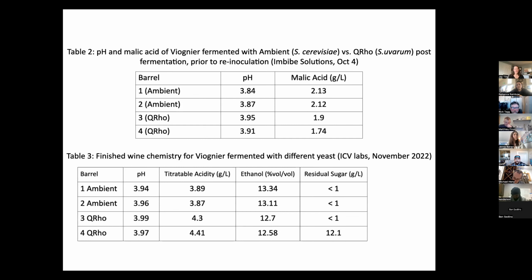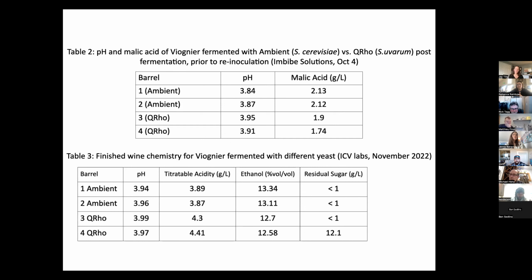fermentation. In this case, that ambient that was restarted did finish all the way. The uvarum, one of the barrels finished and one of them did not. You are tasting the one that did go all the way through fermentation. So you're tasting barrel number 3, just so that we can have a good comparison there.